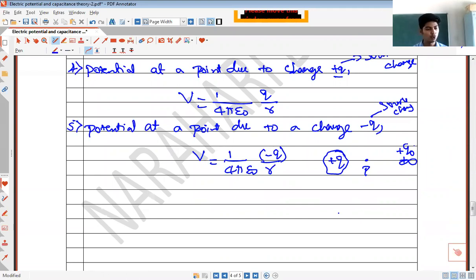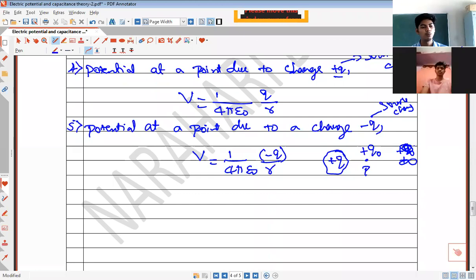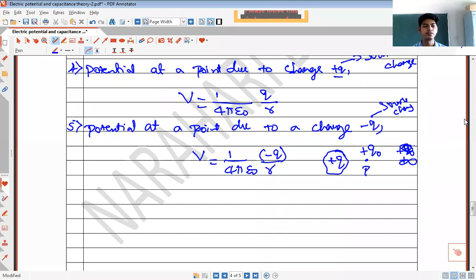Suppose the test charge is initially present at point P. Will you have to do any work to move the charge from point P to infinity? Will you have to do any work? No. Because of repulsion, the charge by itself moves from point P to infinity. This is known.